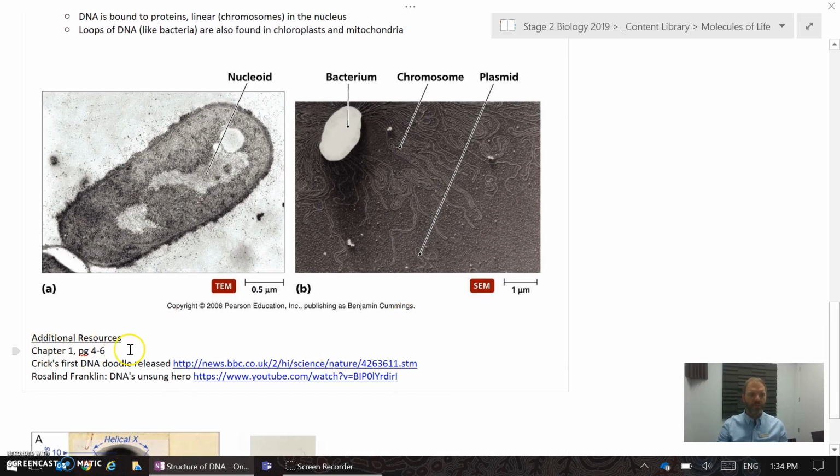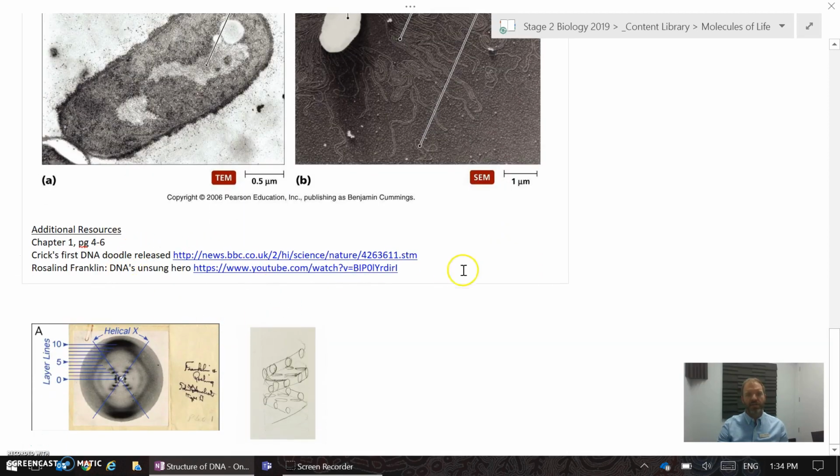So this stuff's covered in chapter 1, and there's also some additional information here about the discovery of the structure of DNA. So here's a very famous diagram in biology. This is Crick's first DNA Doodle, a drawing that Francis Crick did of DNA. Watson and Crick received the Nobel Prize for the discovery of that structure and all of the fame, but actually their work was based on the work of Rosalind Franklin, DNA's unsung hero. And this is an X-ray crystallography diagram that she produced that allowed this structure to be determined. So watch that video if you want to know more about Rosalind Franklin.